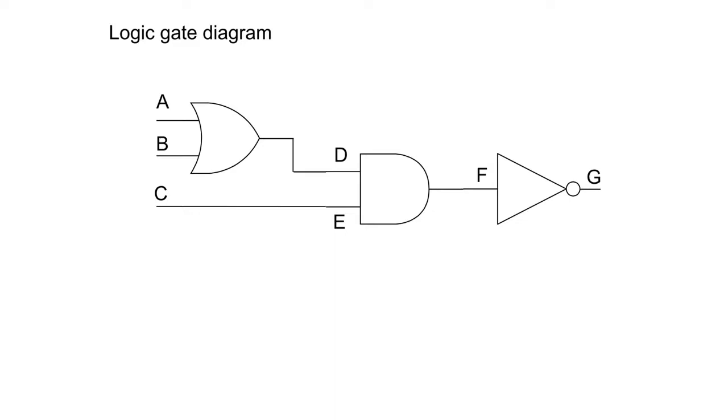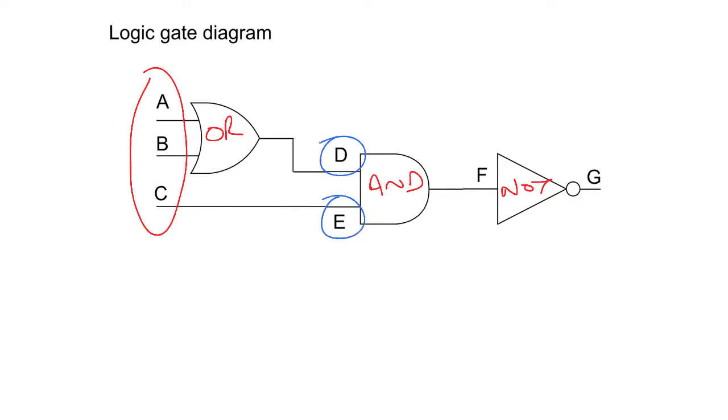Let's look at another example. So here we've got an OR, an AND, a NOT, and we've got our three inputs A, B, C. Three further inputs D, E, F, and an output G.